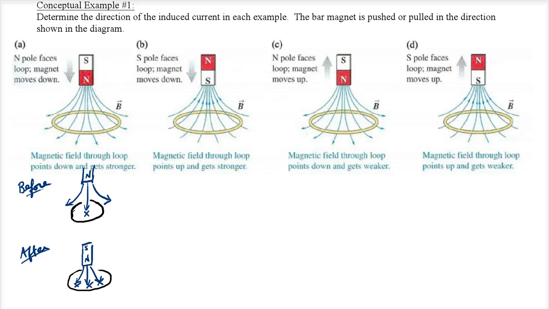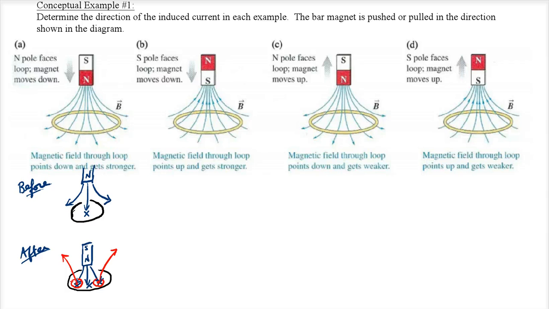And so then what happens is the loop will try to oppose this increasing field or flux into the plane of the loop by pushing field lines out. All right, and so by pushing them, we would have a field line that is coming out of the plane of the screen.